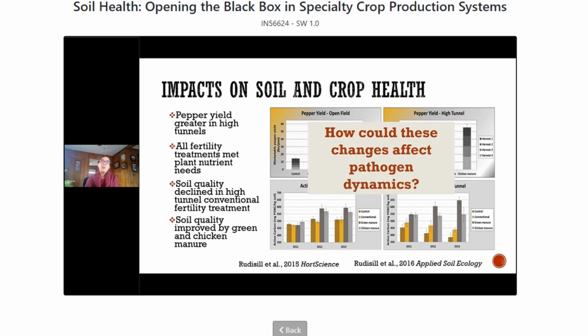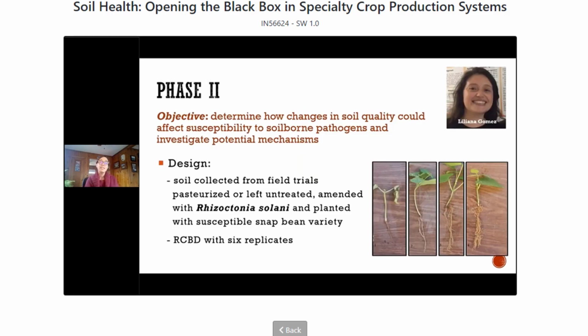And so next we wanted to know, how could this affect pathogen dynamics? We were lucky, I guess, and didn't see a lot of pathogens out in the field. So what we decided to do was to take these soils, bring some into the greenhouse, and specifically inoculate them with a soil-borne pathogen to see how resilient they would be in case a pathogen was to come into these systems.